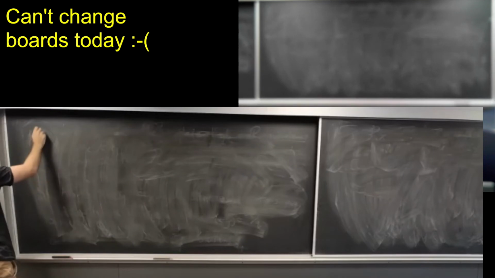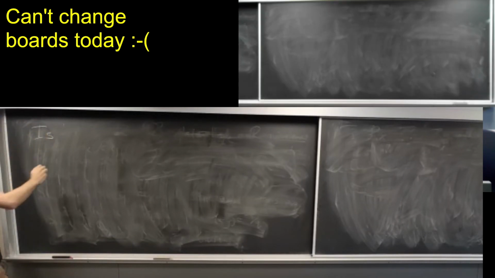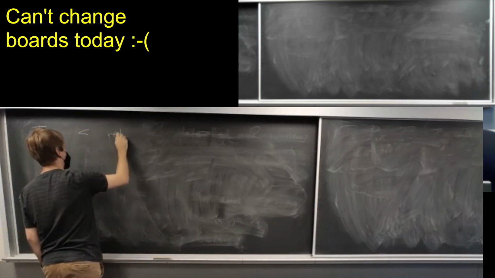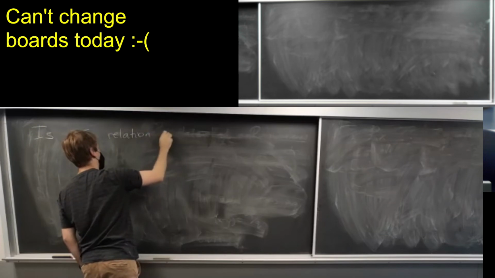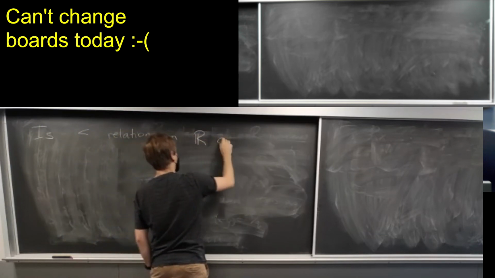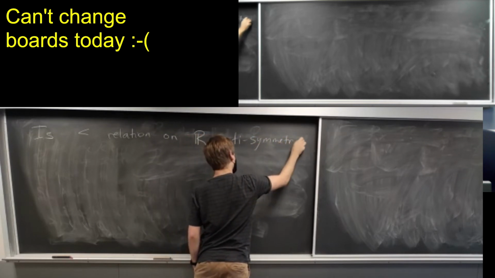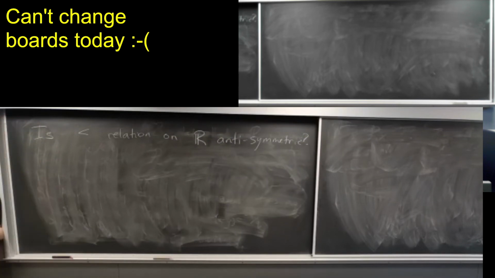So here's a question. Maybe everyone's forgotten what anti-symmetric means, but my question is: is the less than relation on R anti-symmetric? Was the question? Oh, so yeah, maybe 3, 2, 1. Who thinks it is anti-symmetric? 3, 2, 1. Who thinks it isn't? Okay. This is a very sneaky one. It really feels like it's not. Like, how the heck could this be anti-symmetric?